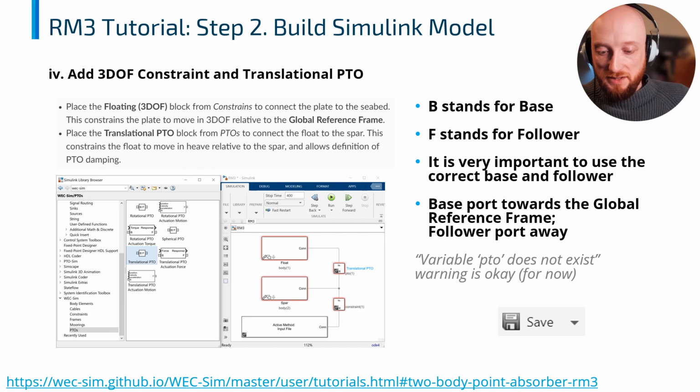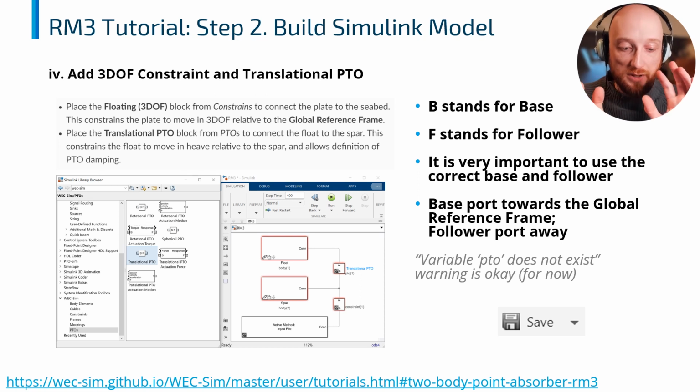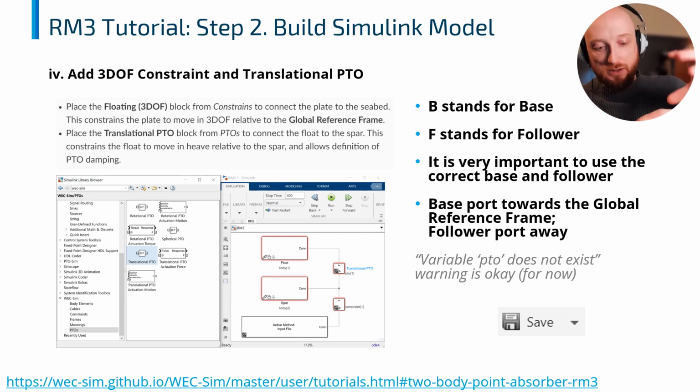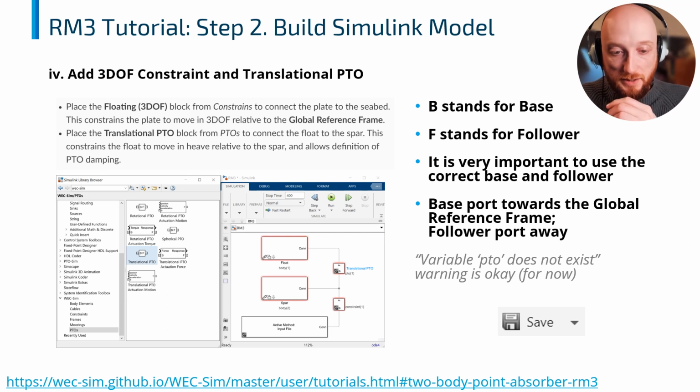You can see them on this slide. So the next things we need to add are the floating 3 degree of freedom constraint block, which is basically ensuring that the system can only move in surge, heave and pitch. So we're ignoring yaw, roll and sway. And the translational PTO block from the PTO subdirectory is the joint that's going to attach these 2 bodies together and ensure that the torus is just translating along that cylinder.